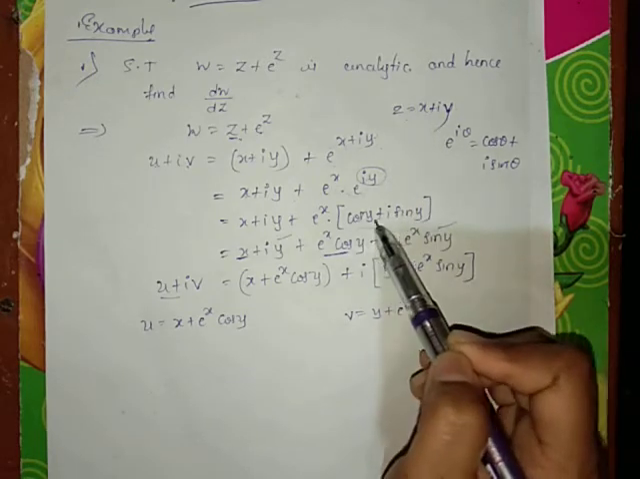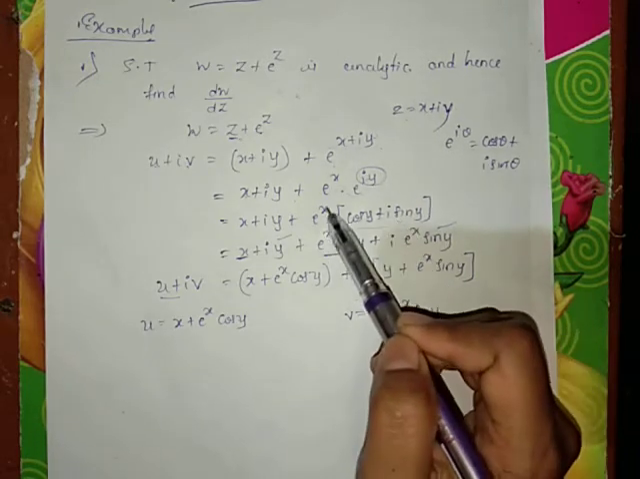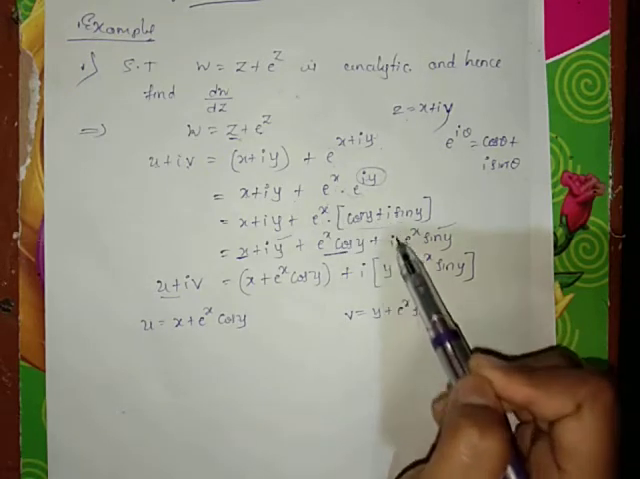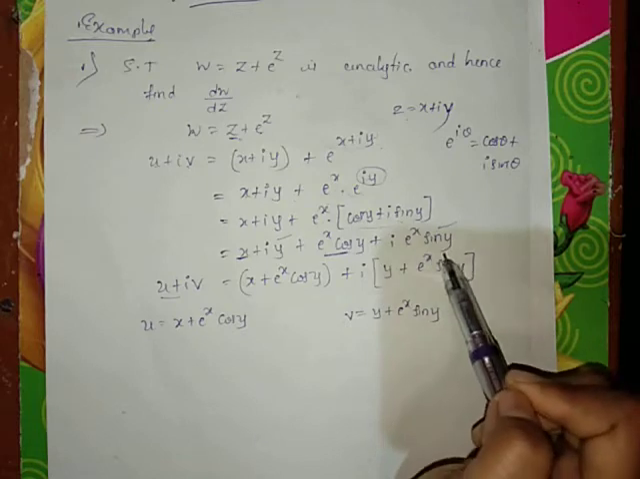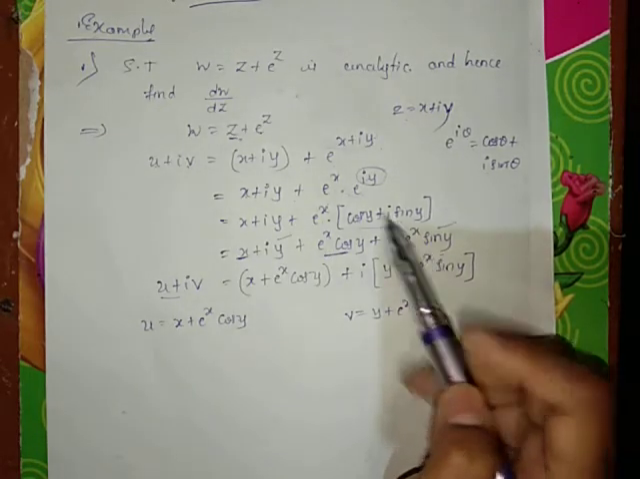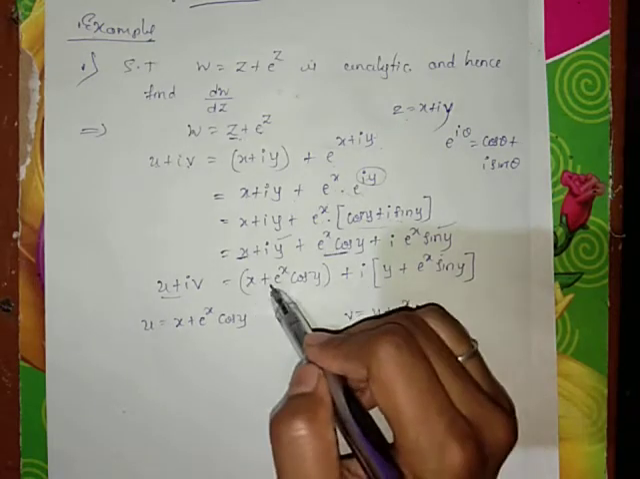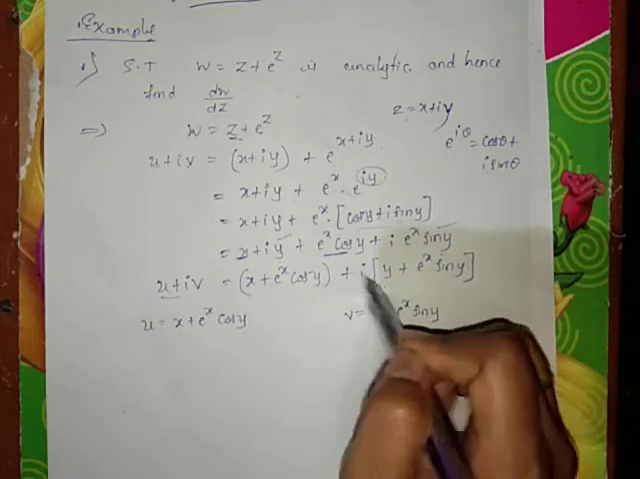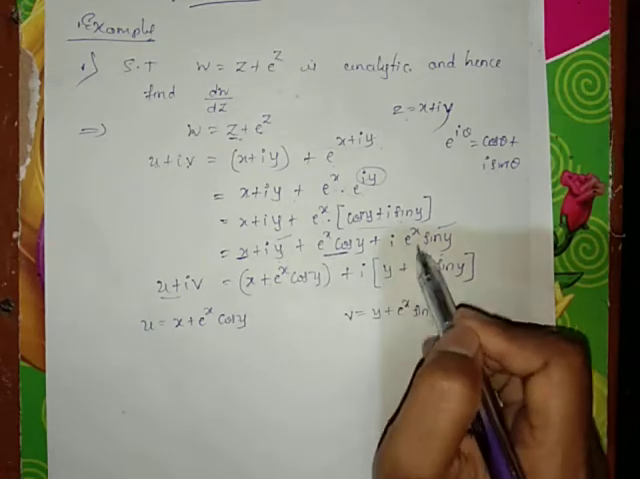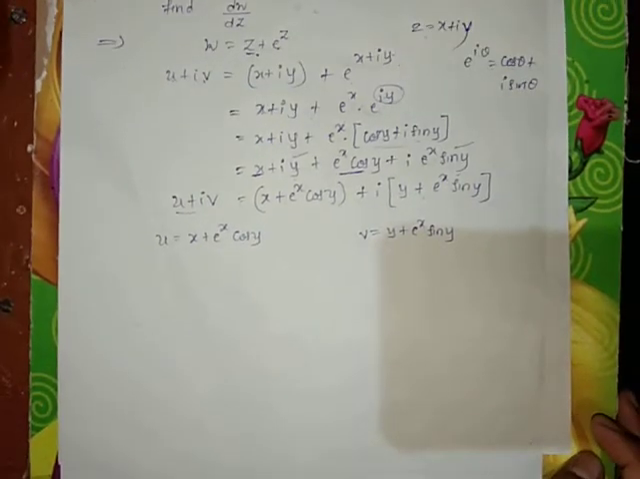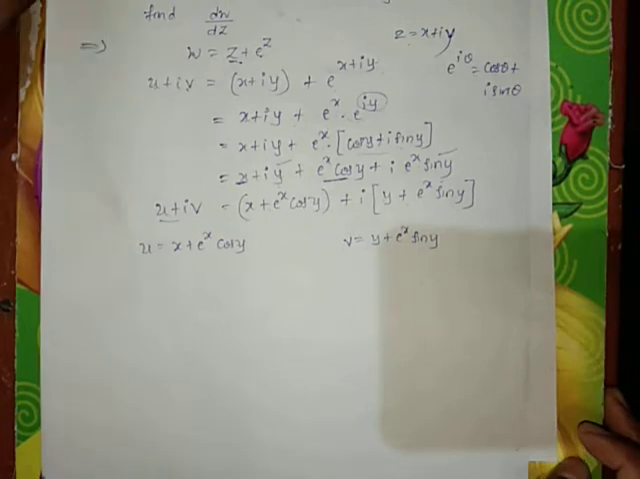So cos y plus i sin y is opened with the bracket e raised to x, giving e raised to x cos y plus i e raised to x sin y. Now make the separation of real and imaginary terms. These two are real terms, so x plus e raised to x cos y. These two are imaginary terms, take i common, so the remaining is y plus e raised to x sin y. After separating the terms, now we have to find the partial derivatives of the functions.